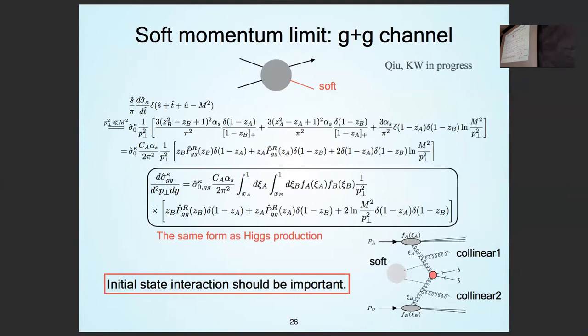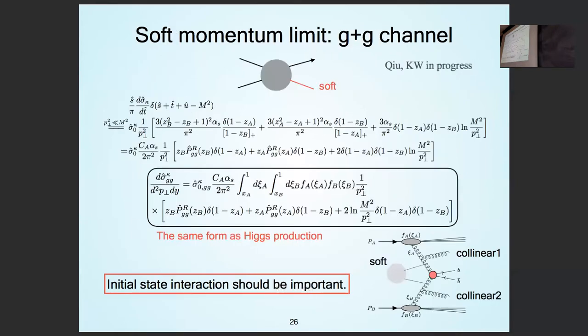Yeah, interactions. And the very important point is that this form is the same as Higgs production. So in the gluon-gluon channel, Higgs production is gluons to a top loop and casting to Higgs. The top mass is very large, so this top loop is effectively replaced by some effective coupling constant. So I want to emphasize here that initial state radiation should be important.